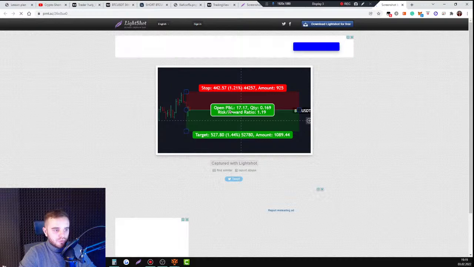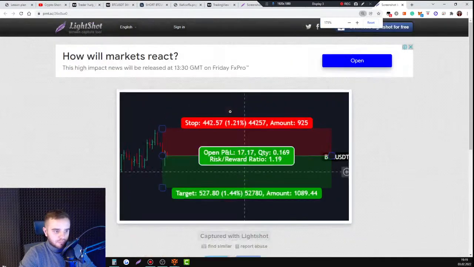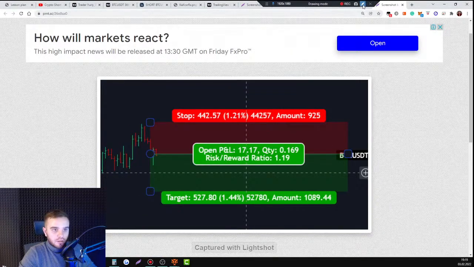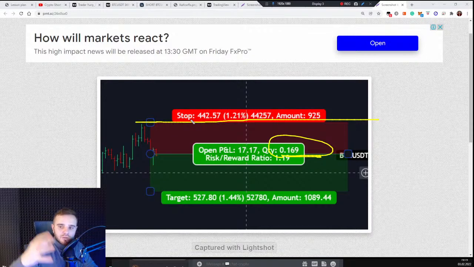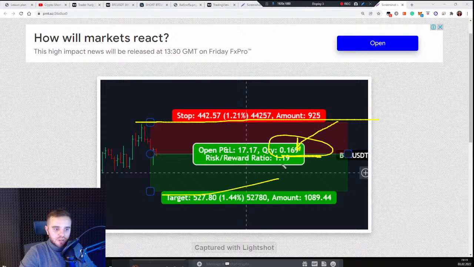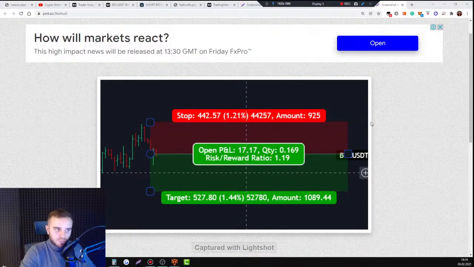It will show you such numbers as quantity. It is the amount of coins that you should open and take into position. Here it shows you your stop loss. Where to set the stop loss you decide by yourself. And target. For you the most important are this quantity, the amount of coins that you should put in, and stop loss, because you decide by yourself where you set stop loss. And your position size depends on your stop loss.